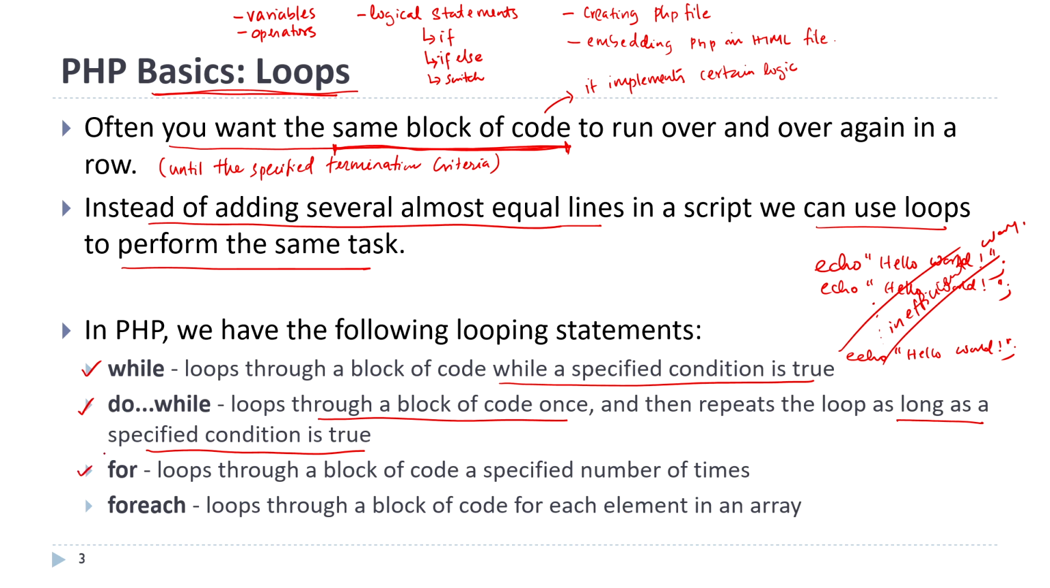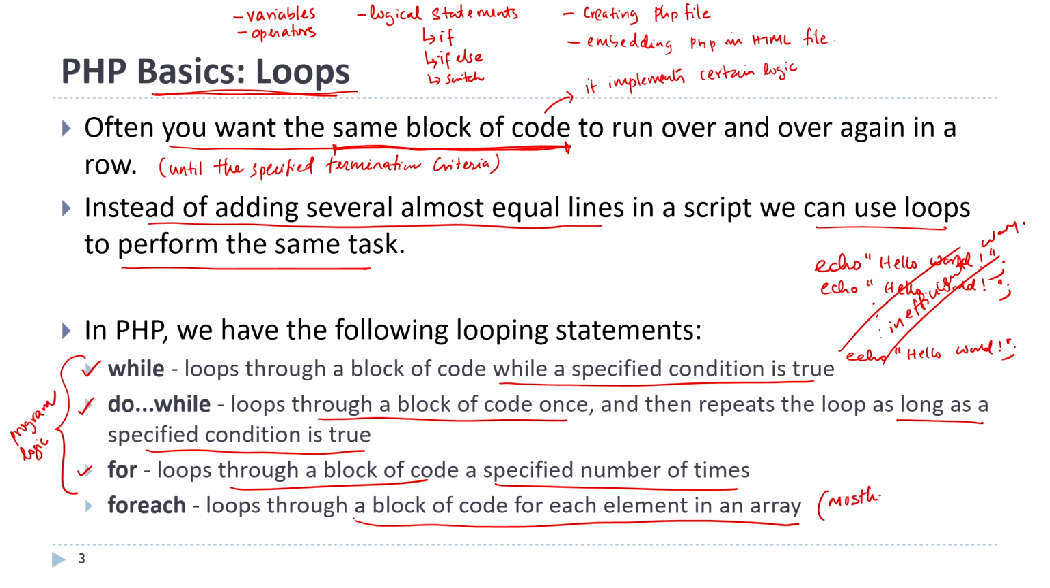And then there is a for loop. This is used when you know the number of times the loop is to be run. So if we have a block of code and we know it needs to be run 20 times, then put it in the for loop, that is the easiest thing to do. These are program logic specific, and the foreach loop will specifically run through a block of code for each element in an array.